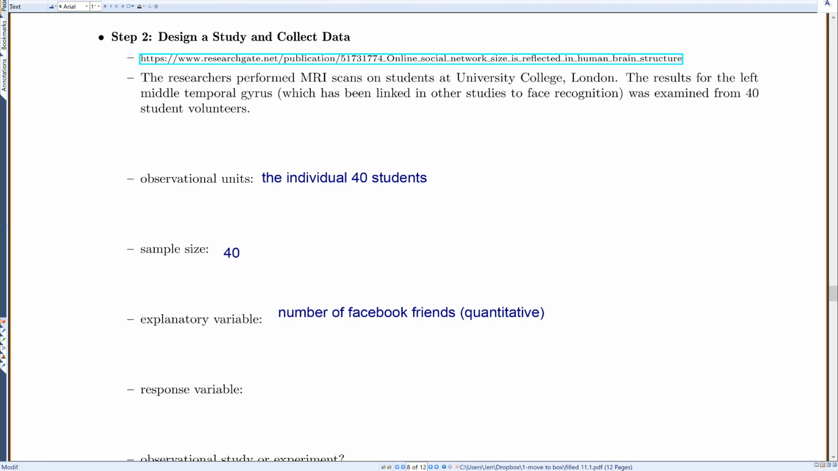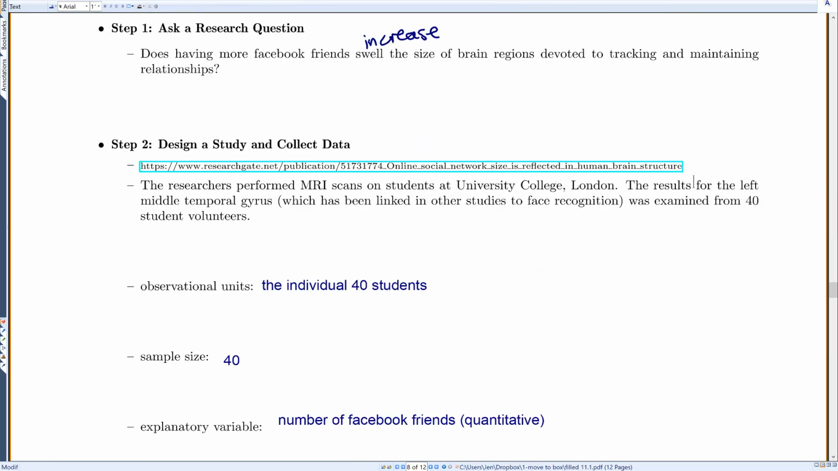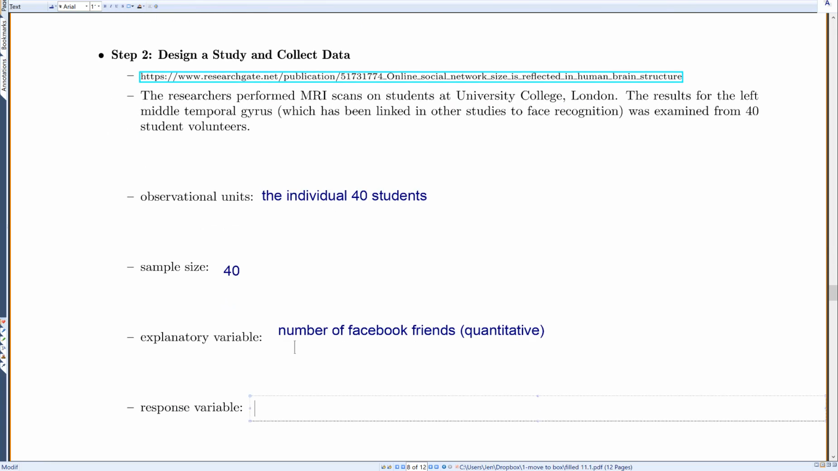You might wonder why we make you guys do this on every problem for the entire semester. It's because knowing what kind of variables you're working with will help you decide what procedure to use when you get to the final and everything is mixed up. The response variable is, let's see, if we go back up or down, I think it's measuring the size. So it is the size of the region. And it is also numerical.